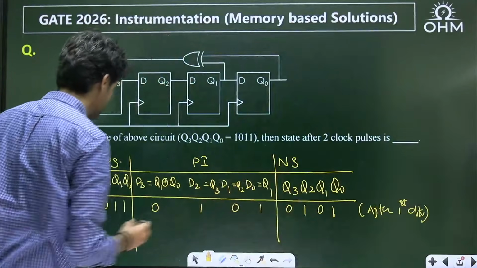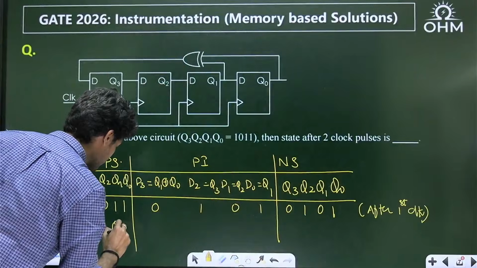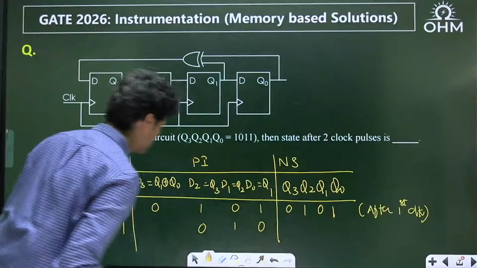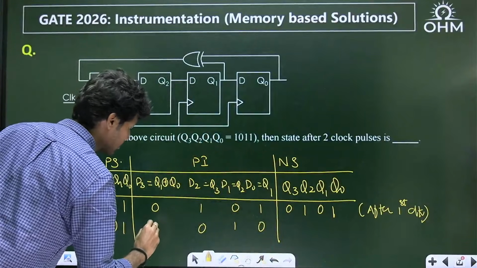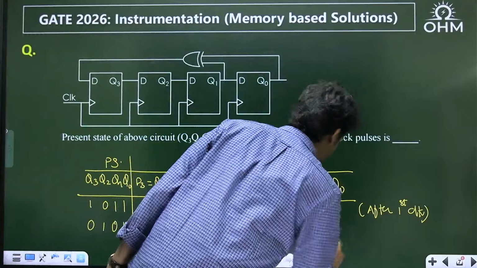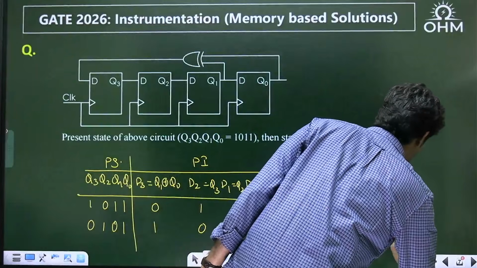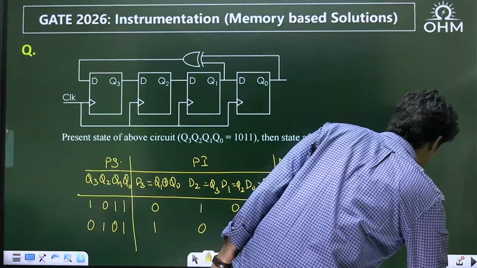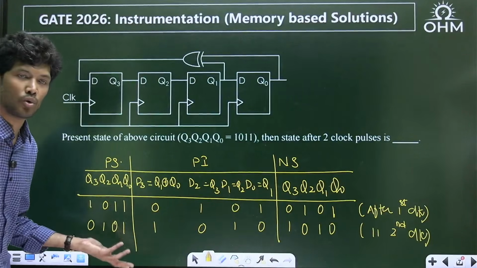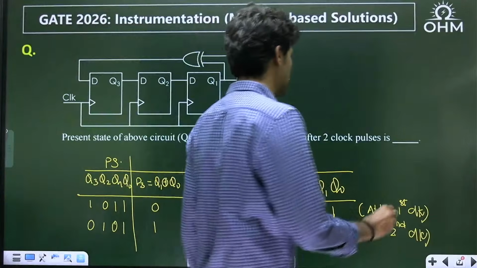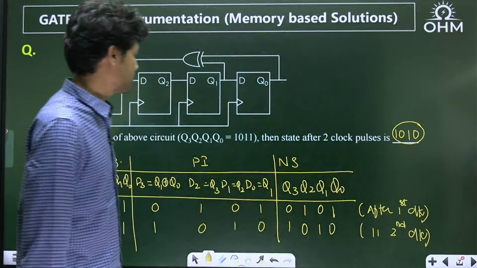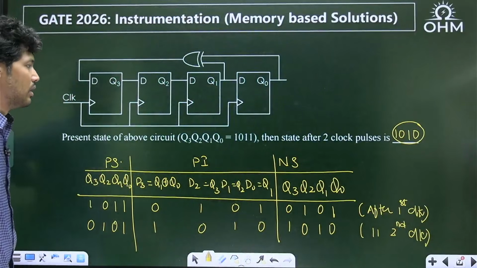So we take 0 1 0 1 as the present state now. First 3 bits 0 1 0 are shifted towards right side. XOR of 0 1 becomes equal to 1. So 1 0 1 0 becomes the next state. This is basically after the second clock. That's it. We have to construct the table, and ultimately it's all about just 2 rows. So after 2 clock pulses, the state becomes equal to 1 0 1 0. So this is all about this question.